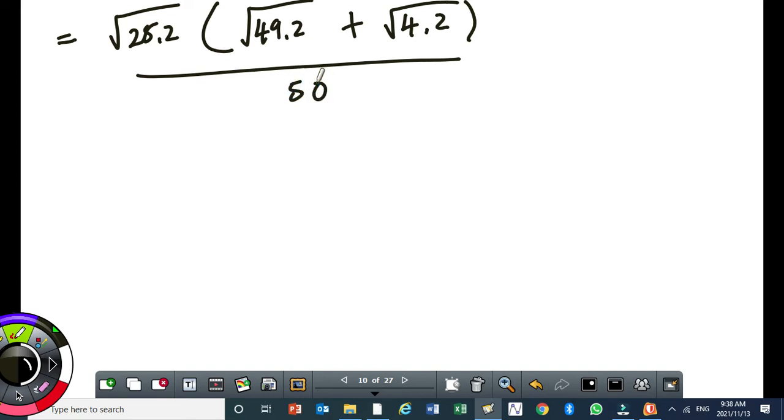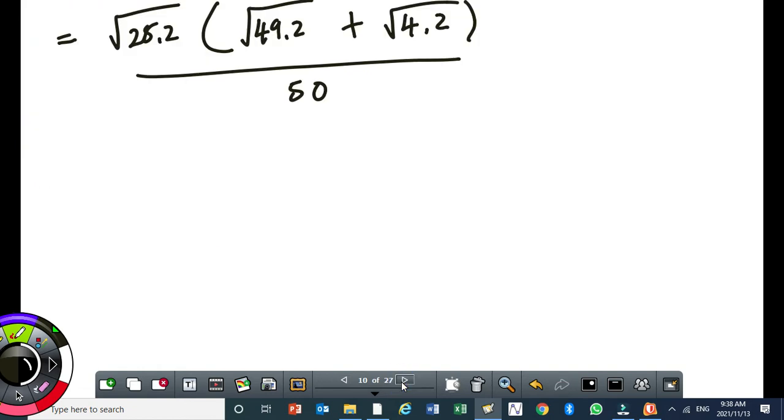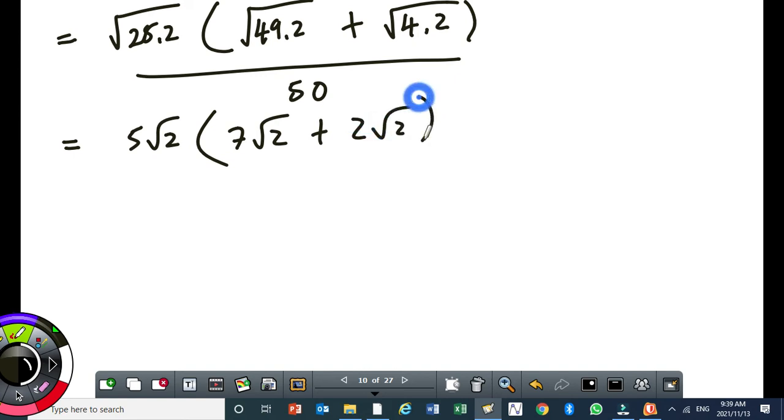See that I'm not using a calculator. And remember, for me to give you the 4 marks, you have to show all your working out. No calculator. Okay? So, square root of 25 gives you 5, that becomes 5 square root of 2, times square root of 49 plus 7 square root of 2 plus 2 square root of 2. Right? This is all over 50.